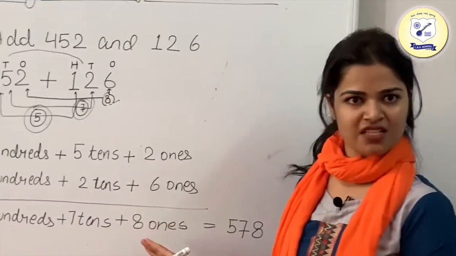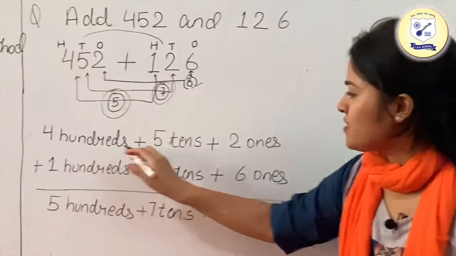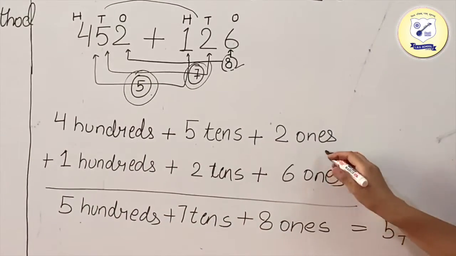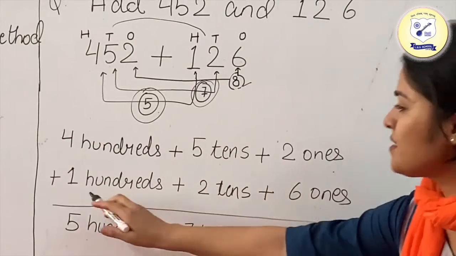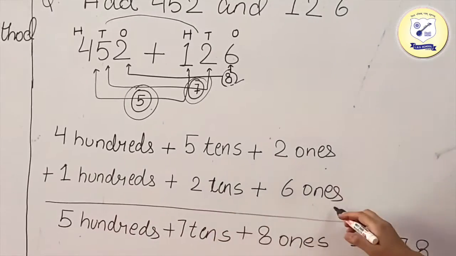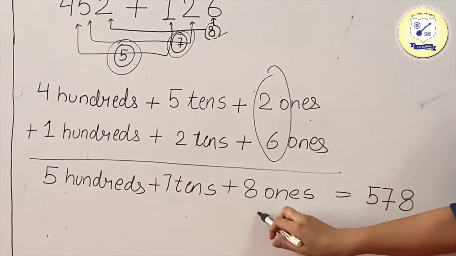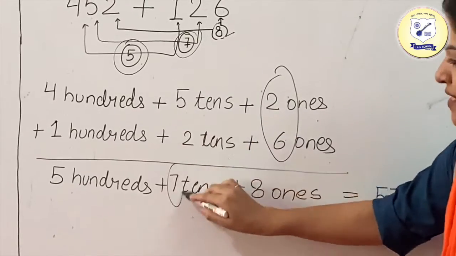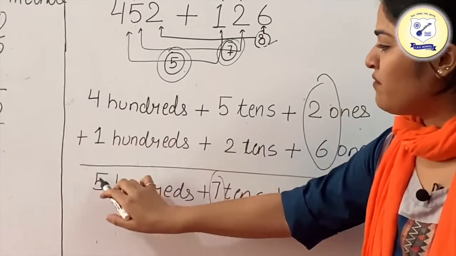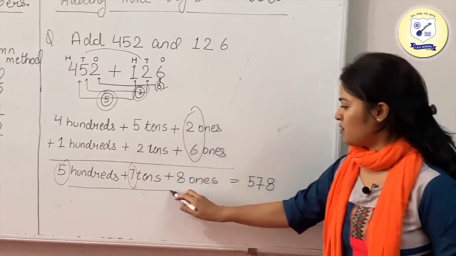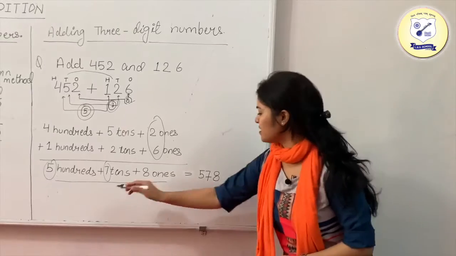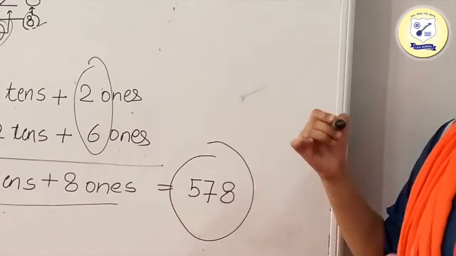I have expanded these numbers for you. 4 hundreds plus 5 tens plus 2 ones. Similarly, 126 can be written as 1 hundred plus 2 tens plus 6 ones. If you will add these two numbers, 6 plus 2 will be your 8, 5 plus 2 will be your 7, and 4 plus 1 will be your 5. And when you will simplify this, you will get 578.